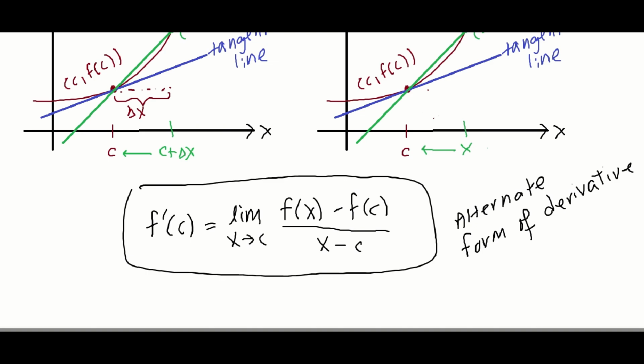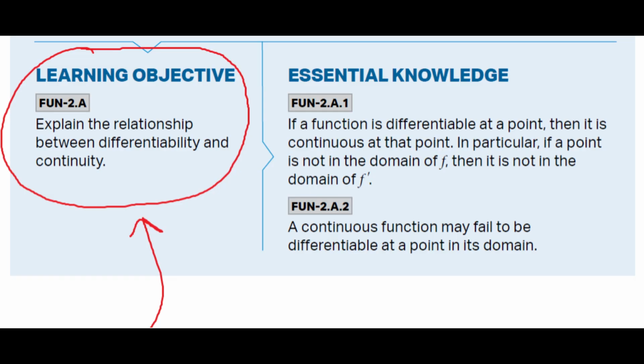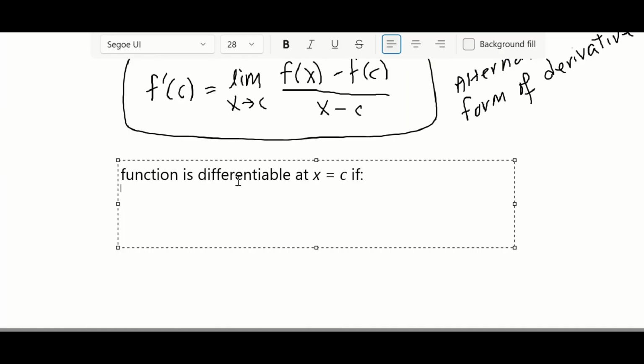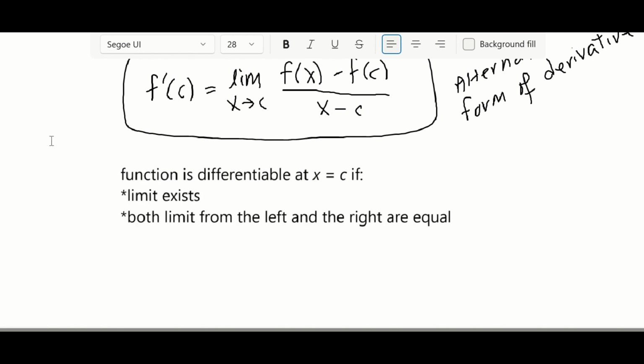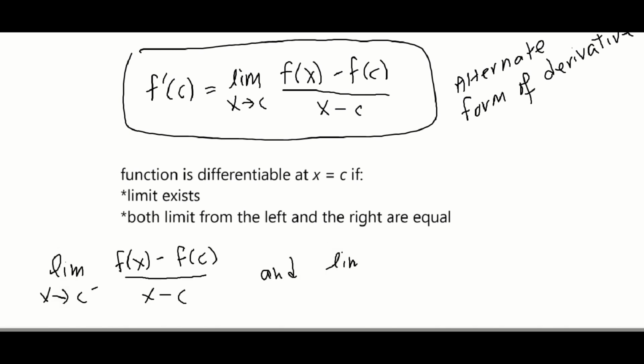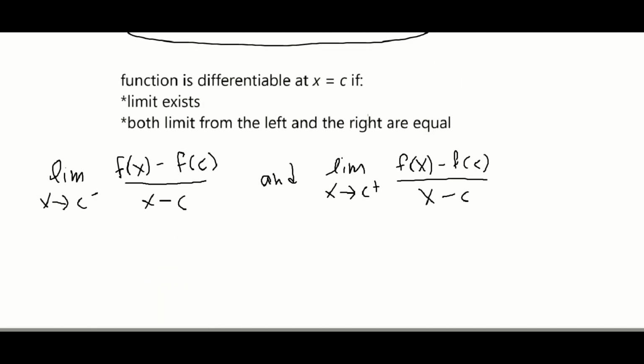This limit form of the derivative is helpful in teaching the relationship between differentiability and continuity, which is what this lesson is about. The function is said to be differentiable at c if the limit exists and both the limit from the left and the right are equal. These one-sided limits are called the derivatives from the left and from the right. Let's illustrate with a few examples.